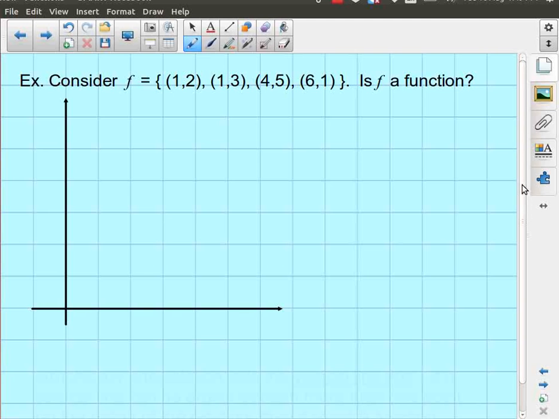Okay, let's talk about, here's a set, so it's a bunch of points. So I'm just going to assume my scale is a nice square scale. Put that as my x, my y.